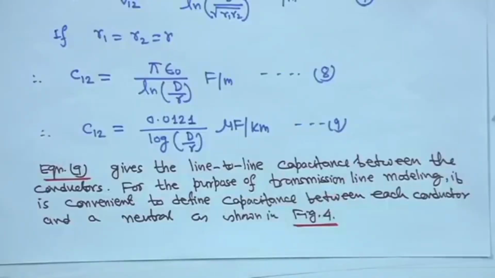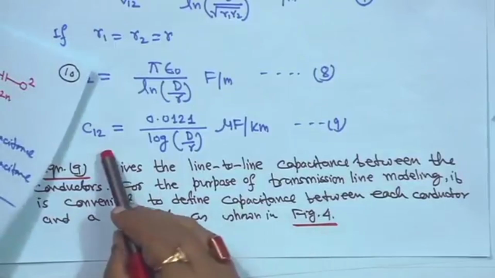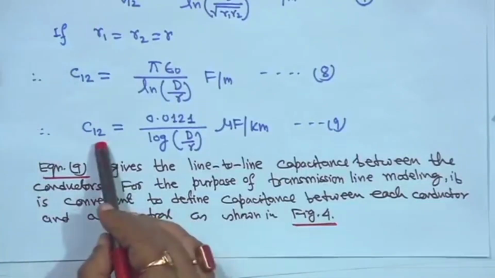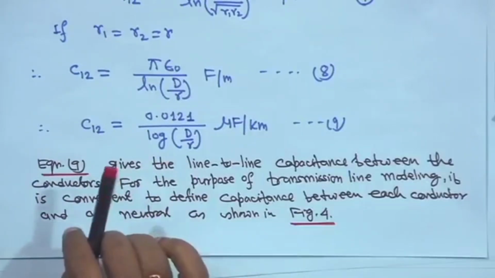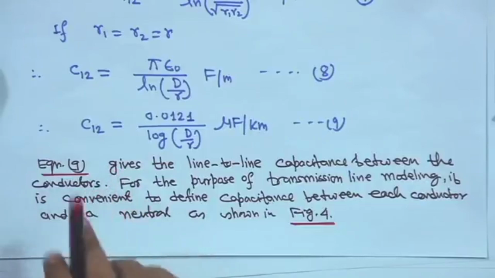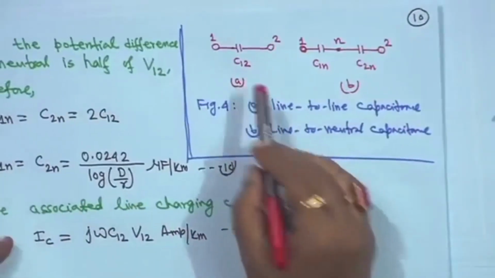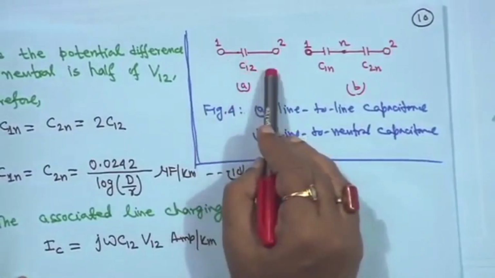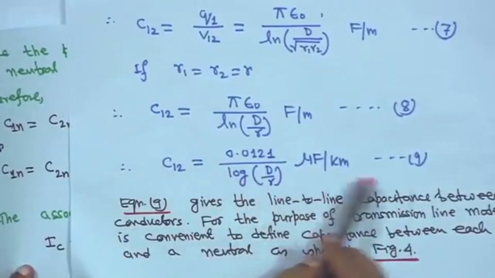But for the purpose of transmission line modeling, it is convenient to define the capacitance between each conductor and a neutral, as shown in figure 4. So this is the line to line capacitance, but if you have a neutral between line 1 and 2, then you have to find the capacitance from each conductor to neutral, that is C1n and C2n. So if you come to this first, 1 to 2 is C12, whatever you have got, this one, equation 9.